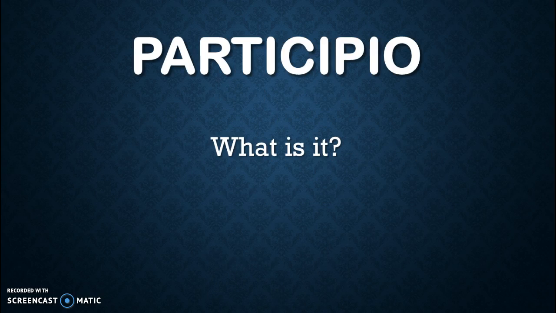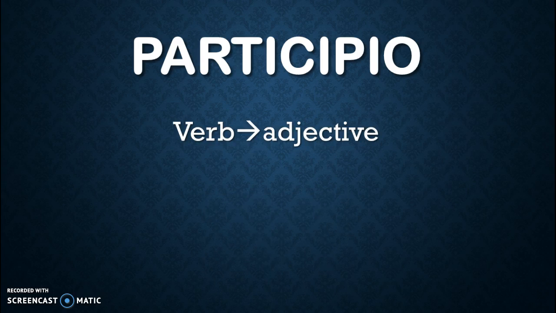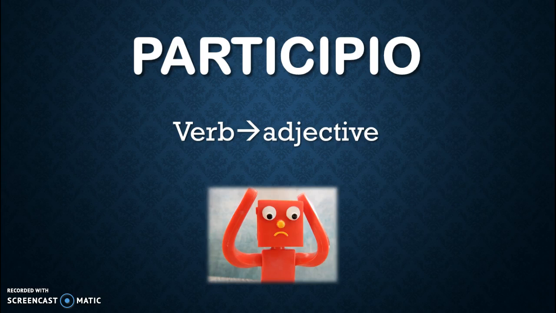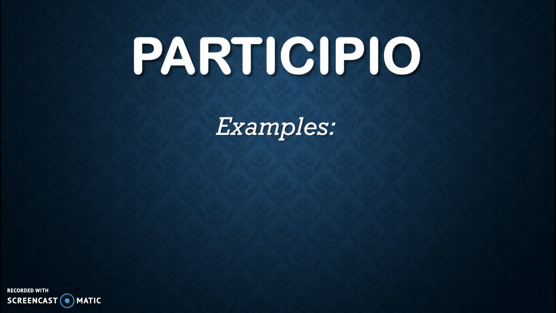Okay, el participio. What is it? Basically, it's when you start with a verb and make it into an adjective. So, examples. The doors are closed. So that closed, it was originally a verb to close, and then now it describes the doors. Because how are the doors? They're closed. Making closed the participio because it's now an adjective.